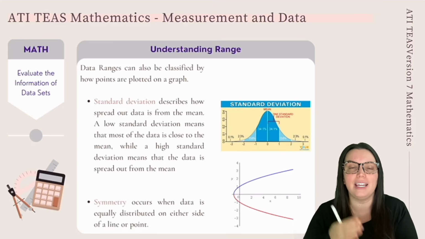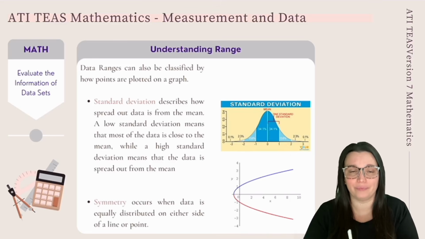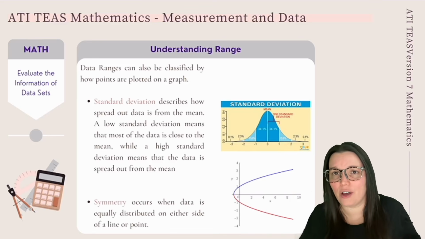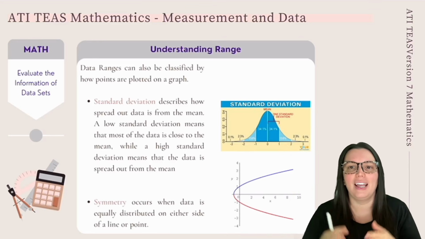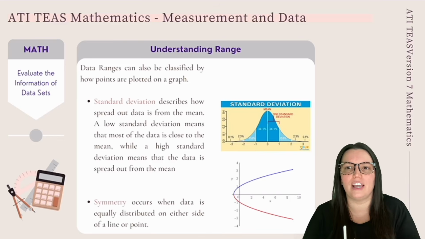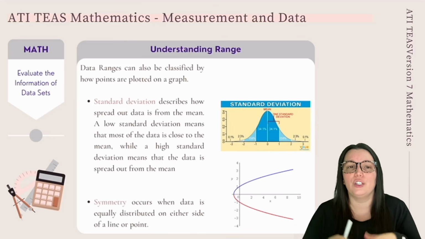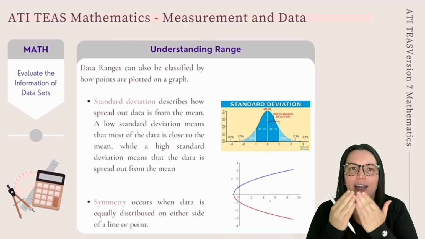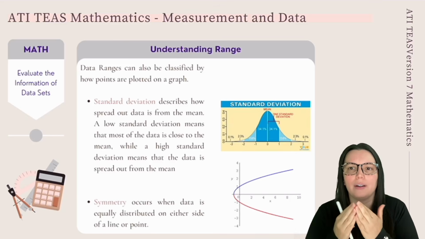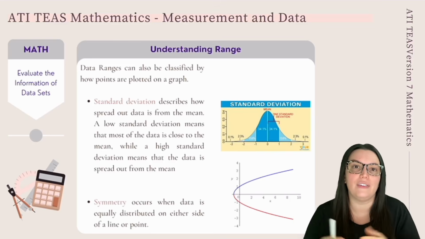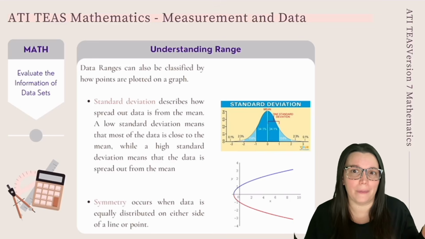So we know that the mean is that number that falls in the middle, right? So how is that data spread out from that mean? A low standard deviation means that most of the data is really close to the mean, right? So if you're looking at your data points and everything falls kind of close to that middle number, then we know we have a low standard deviation. It's not really deviating much, right?